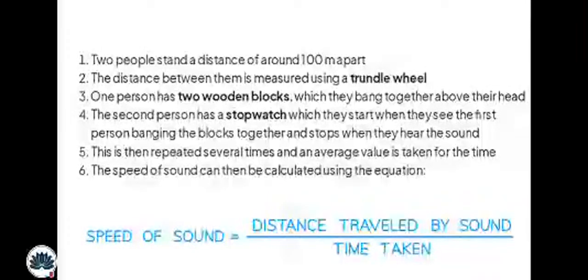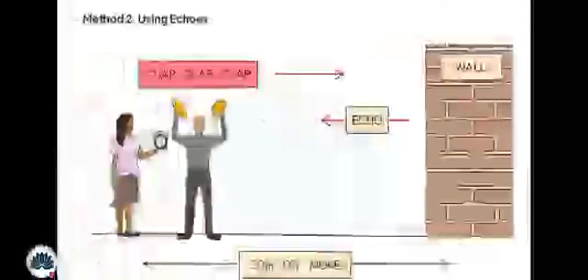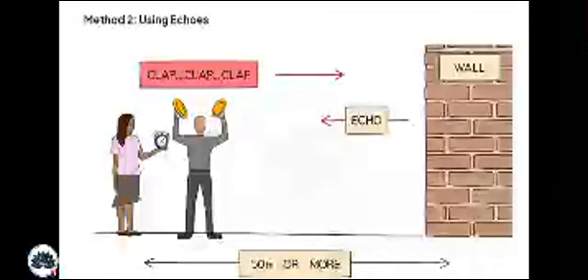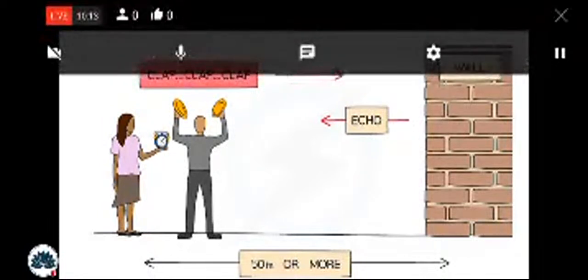Is this formula very difficult for you to memorize? Can you just take the example as speed is equal to distance upon time? I've already told you this in kinematics. All right, so this is the second example, which is using echoes.